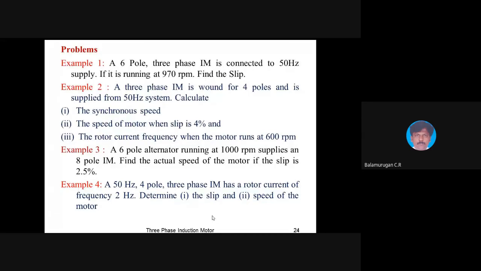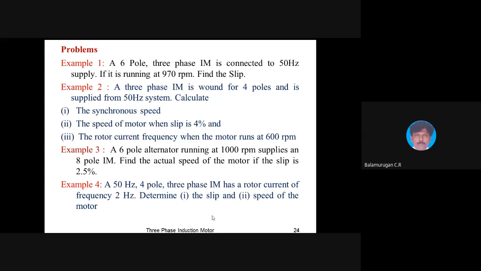So for this case, you substitute 120 into 50 divided by 4, you will get 1500 RPM. Second case, you substitute 0.04 is equal to (1500 minus N) divided by 1500. So we find the N value.